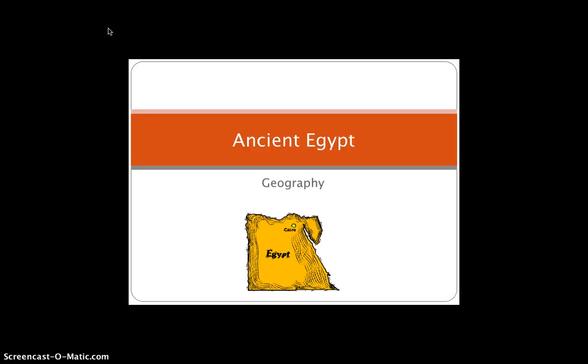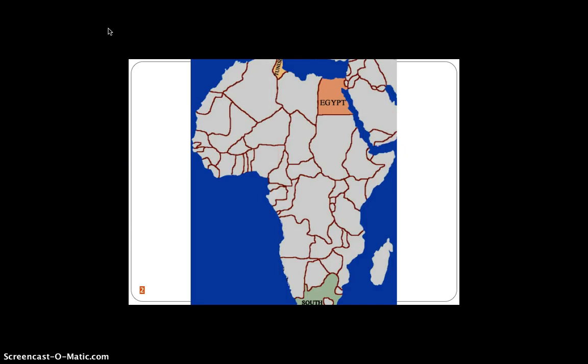Today we're going to cover the geography of ancient Egypt. In today's lesson, we are going to cover where Egypt is located in the world. We are also going to discuss how the Nile River impacted life in ancient Egypt. Let's begin with where Egypt is located in the world.